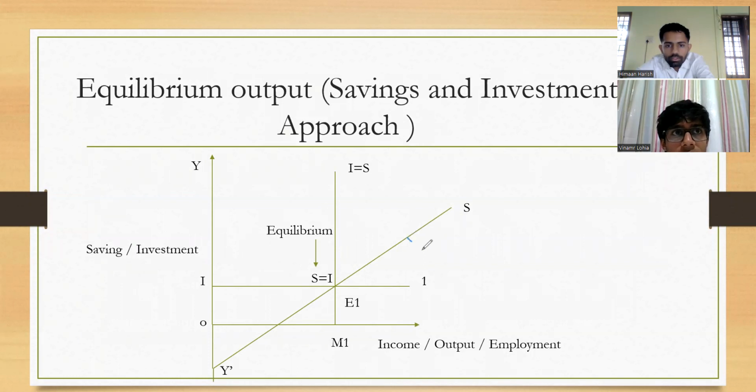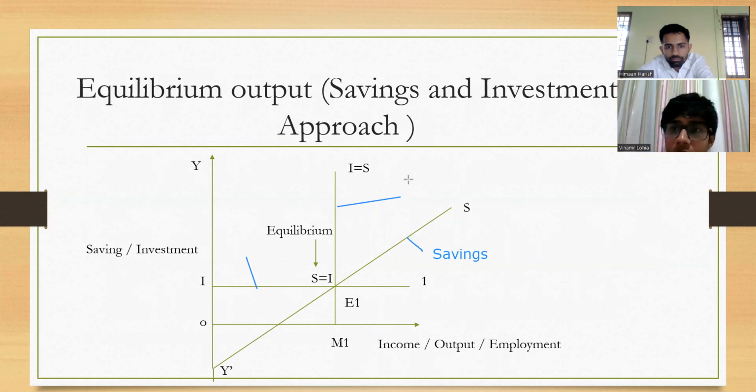So this is savings. Are we clear on that, right? Yeah. And what can this be? That is investment. And that is this one. No, that is income. The vertical line is income and the horizontal line is investment, right?